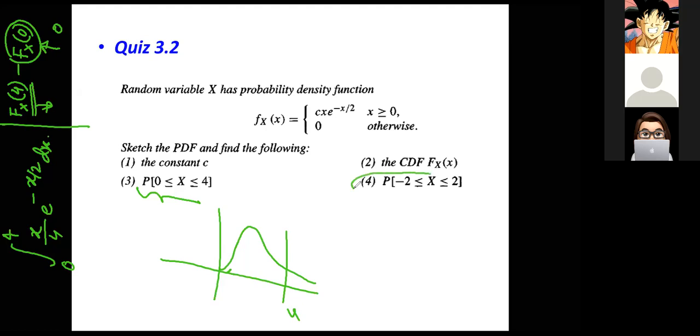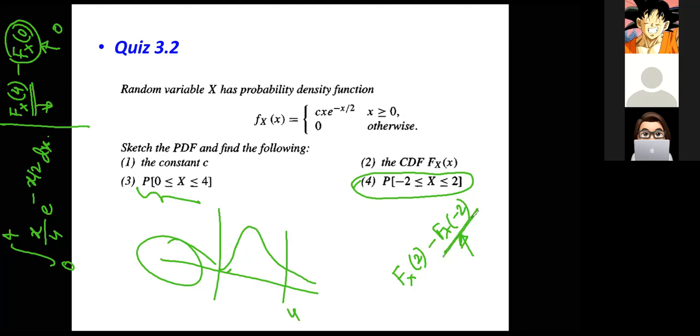Similarly, number 4 we can also do that. This is F_X(2) minus F_X(minus 2). What is F_X(minus 2)? Sir, 0. Very good. It is 0 because on the left side of 0 there is no value of the PDF, so there is no value of the CDF as well. So F_X(minus 2) will be 0. That value we can also find after putting x equal to 2 in the CDF equation.